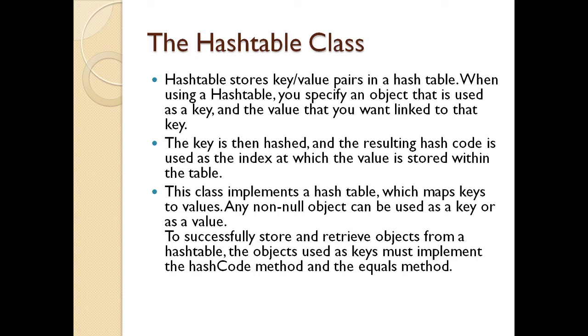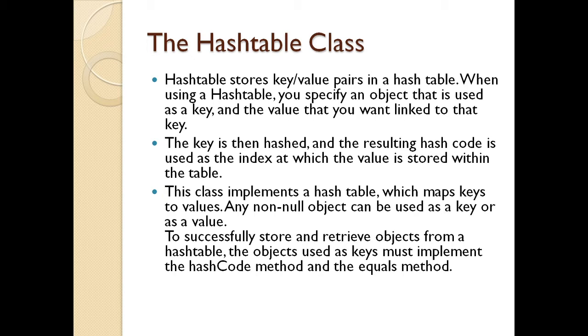Any non-null object can be used as a key or as a value. To successfully store and retrieve objects from the hash table, the objects used as keys must implement the hash code method and the equals method. So an associative hash code is stored as a key, and a respective associated value is mapped with the hash code.